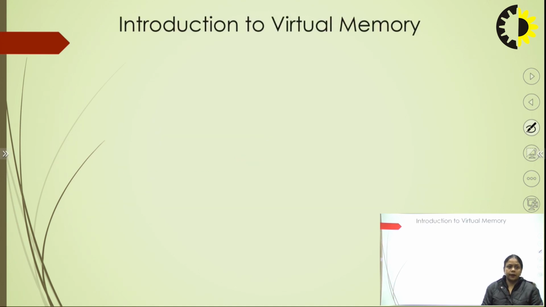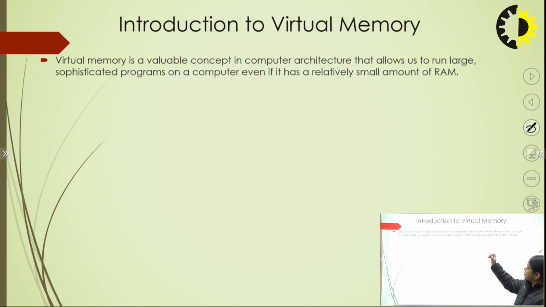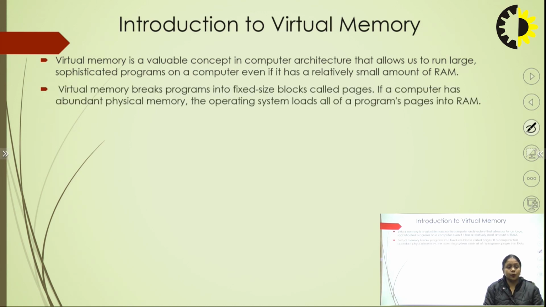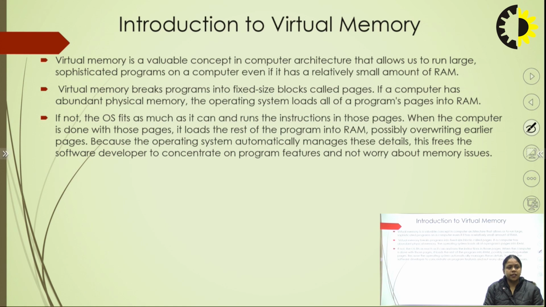Introduction to virtual memory. Virtual memory is a valuable concept in computer architecture that allows us to run large, sophisticated programs on a computer, even if it has a relatively small amount of RAM. So basically the main use of virtual memory is when we have a large program which is larger than the RAM. Virtual memory breaks programs into fixed size blocks called pages. If a computer has abundant physical memory, the operating system loads all of a program's pages into RAM. If not, the OS fits as much as it can and runs the instructions in those pages.